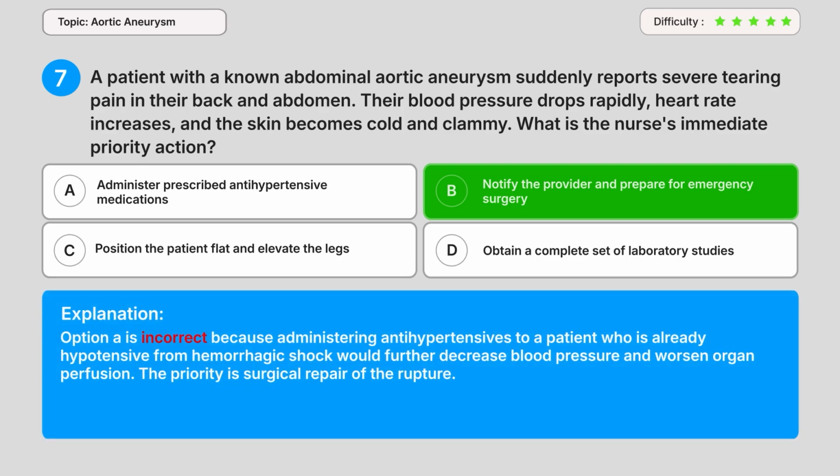Option A is incorrect because administering antihypertensives to a patient who is already hypotensive from hemorrhagic shock would further decrease blood pressure and worsen organ perfusion. The priority is surgical repair of the rupture.